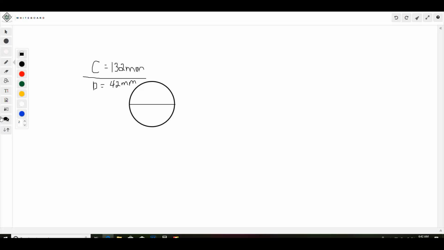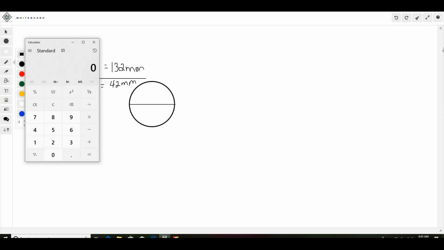Now the next one, I'm not going to draw it, but the one in the middle, that little one, its circumference was 97. Let me pull this up. Its circumference was 97, and its diameter was, what was that middle one? 31. Let's see what that ratio equals. 3.129032258, and so on. Very close to this other one, wasn't it?